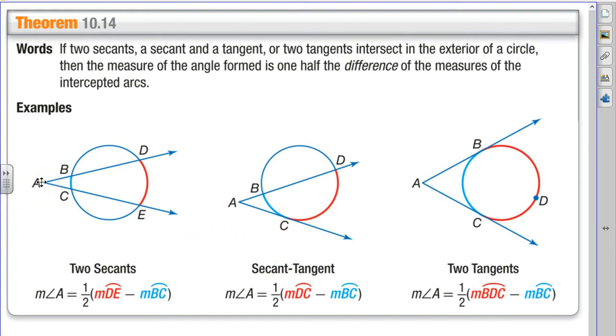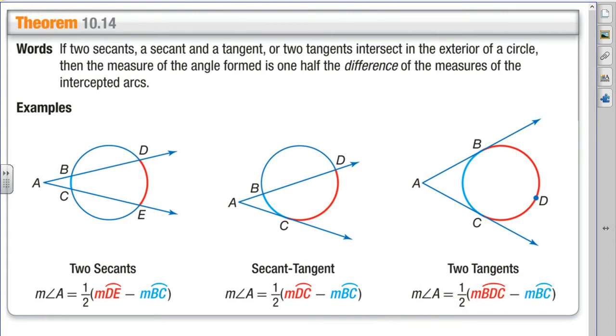Angle A is outside. So you take DE minus BC and then multiply by half. And DE is the one that's farther away, and it's always the bigger one. Notice the one farther away from the angle A is always bigger in its arc. This angle's farther away from this arc. This is the smaller arc. So DE minus BC times a half. DC minus BC times a half. BDC, because it's a major arc now, minus BC times a half.